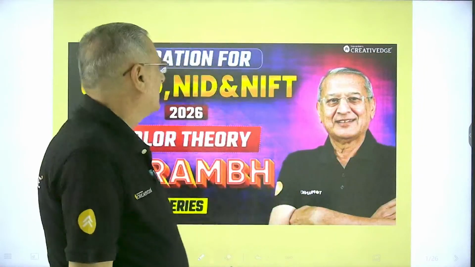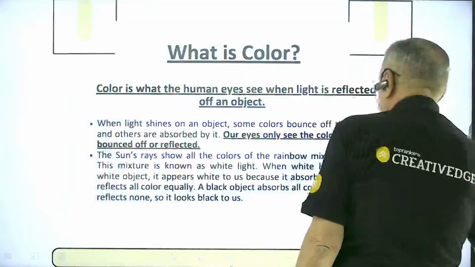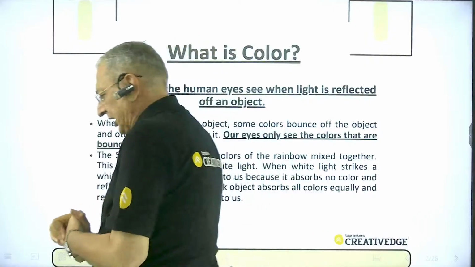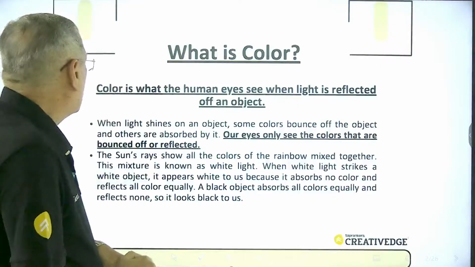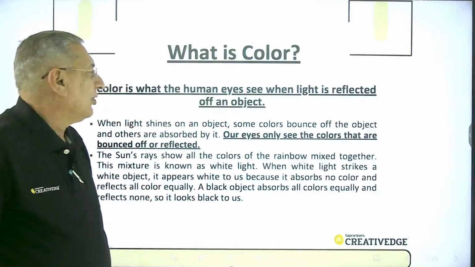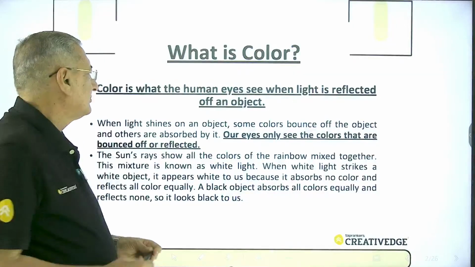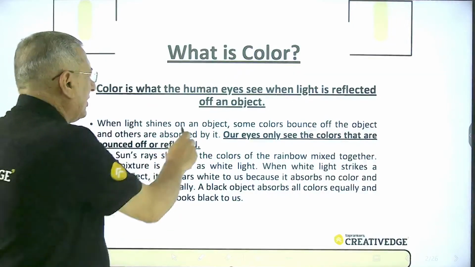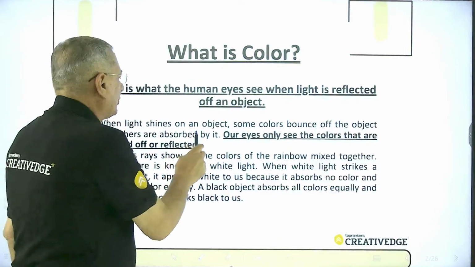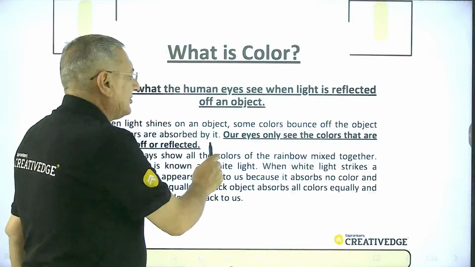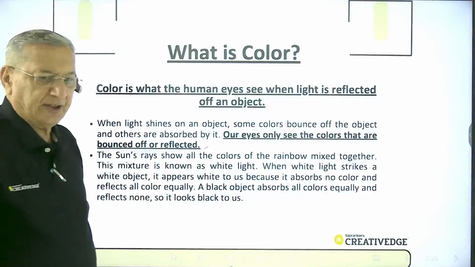And let us get on with the color. So, what is color? Color is what the human eye sees when light is reflected off an object. When light shines on an object, some colors bounce off the object and others are absorbed by it. Our eyes only see the colors that are bounced off or reflected.